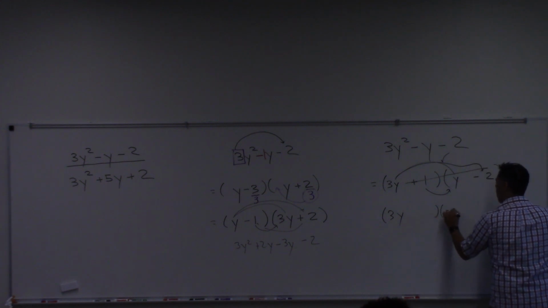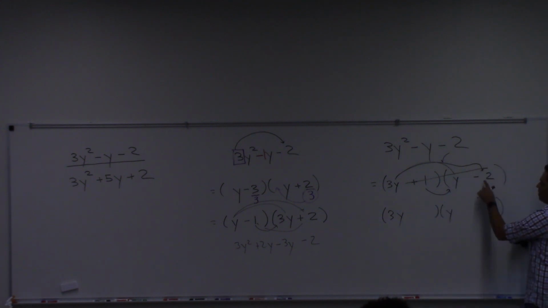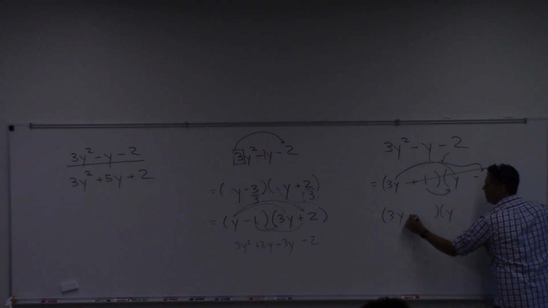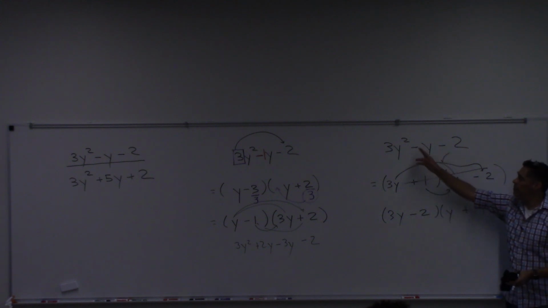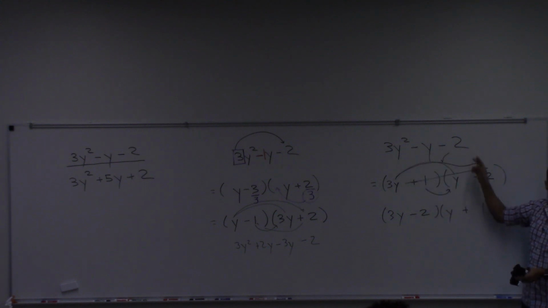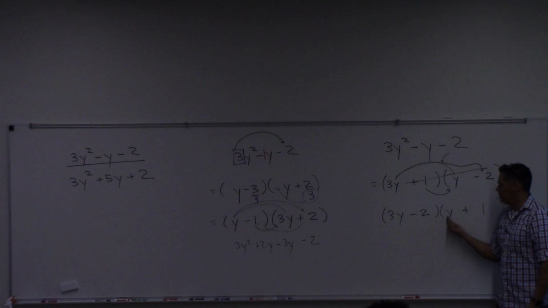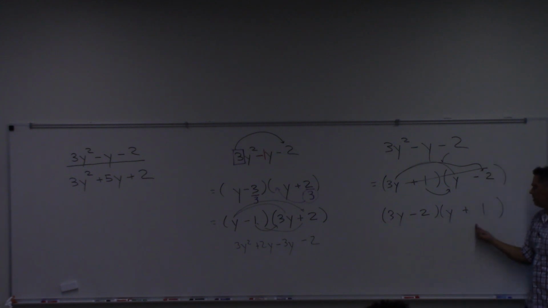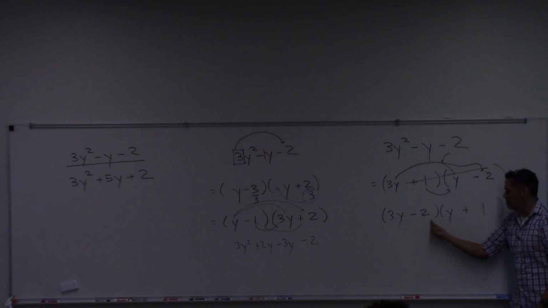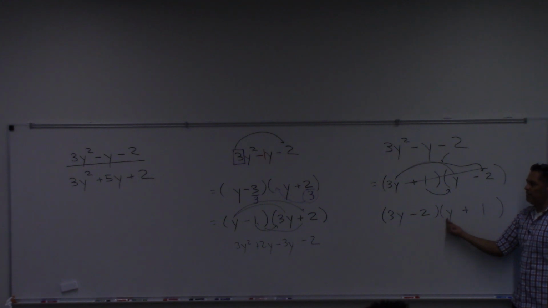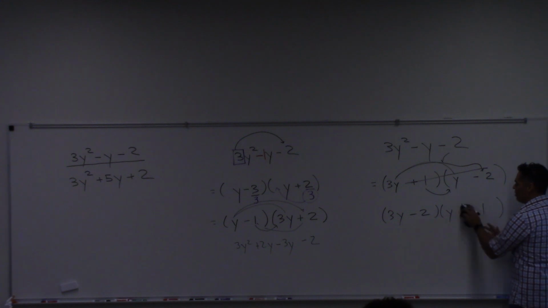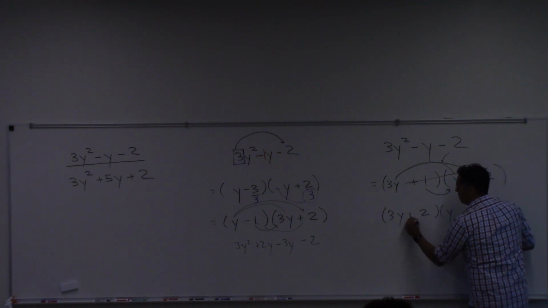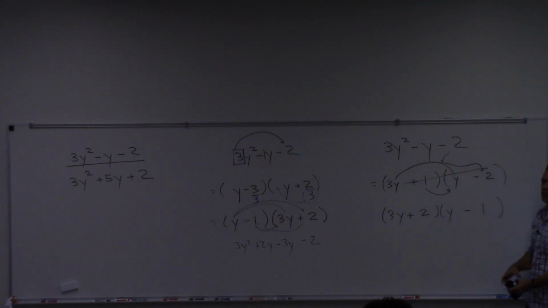3y, y. This time, instead of putting negative 2 here, maybe I put the negative 2 here and the plus 1 here. You all see that that still gives me the same first and last terms? But does the middle work? What's this? 3y. And what's this? Minus 2y. That's y, not, what do I need? Negative y. So the signs are backwards. So I put this plus and I put that minus. Now it works.